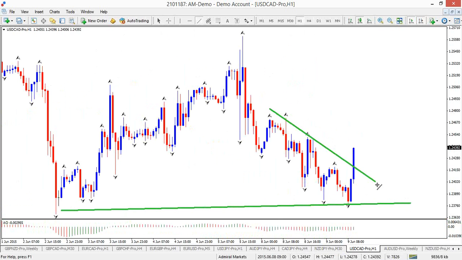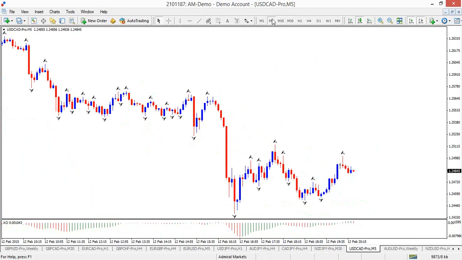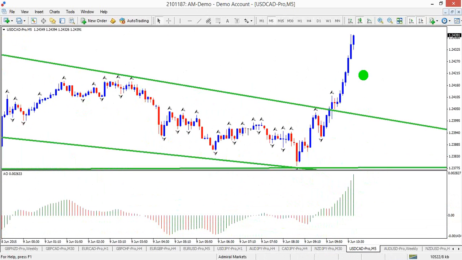Right at the bottom, making this break. So it looks like dollar CAD. Maybe dollar CAD could be even a better one than euro dollar and pound dollar. I personally like this one the most. I would wait for a pullback. Let this go to the 0 line.